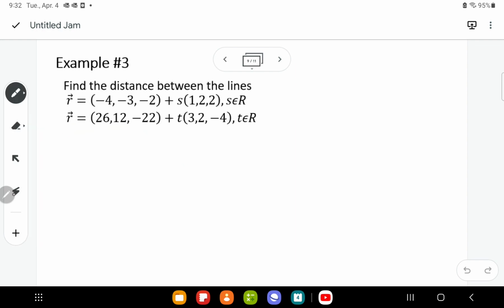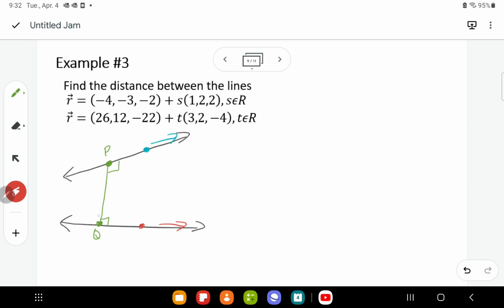Okay, so kind of drawing this out and thinking about a process, we're going to have two lines like this. On the first line, I'm going to know a point and a direction. On the second line, I'm also going to know a point and a direction, but what I'm really going to be looking for is two particular points where these two lines are closest, and I'm going to call those points P and Q, just like before. The important thing here is that we're looking for the vector PQ between these two lines, and it's going to meet my lines at a 90-degree angle to each line.